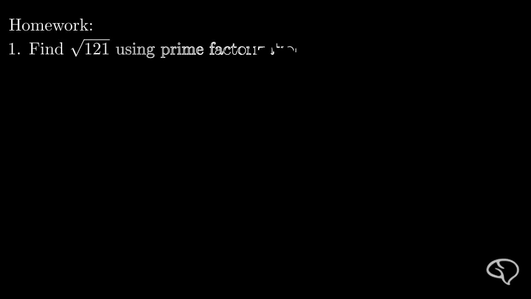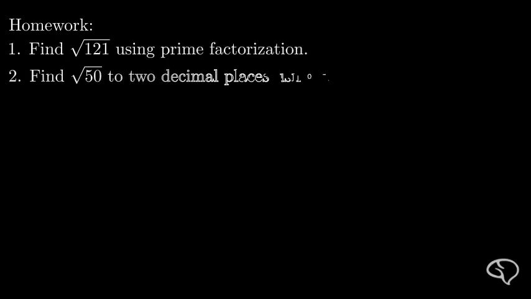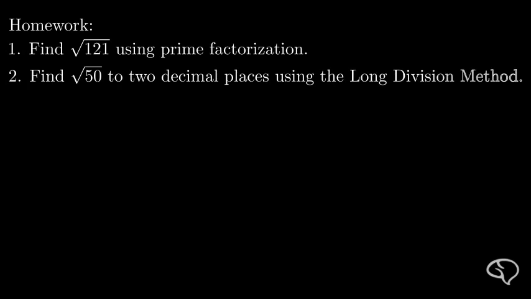This method is a great tool to have, especially when you need to find a square root without a calculator. Now for some practice, here are 2 homework problems for you to try. First, find the square root of 121 using prime factorization. Second, use the long division method to find the square root of 50 to 2 decimal places. Take your time, follow the steps, and you'll get there.